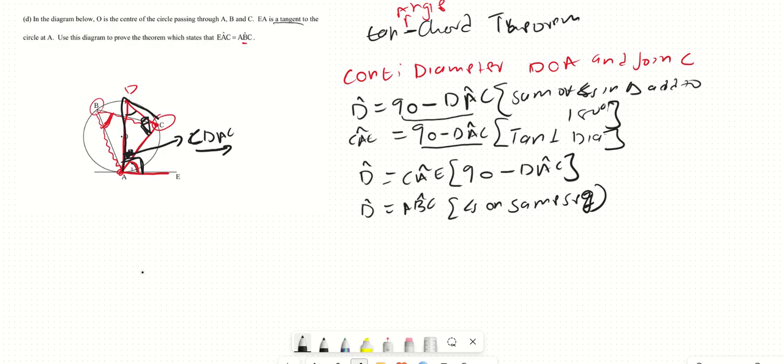Now look at this. I have D. Therefore, if what's on the right is equal, what's on the left must be equal also. So I'm going to say now that my CAE is equal to ABC. That's the theorem. Why are they equal? Because they are both equal to D.